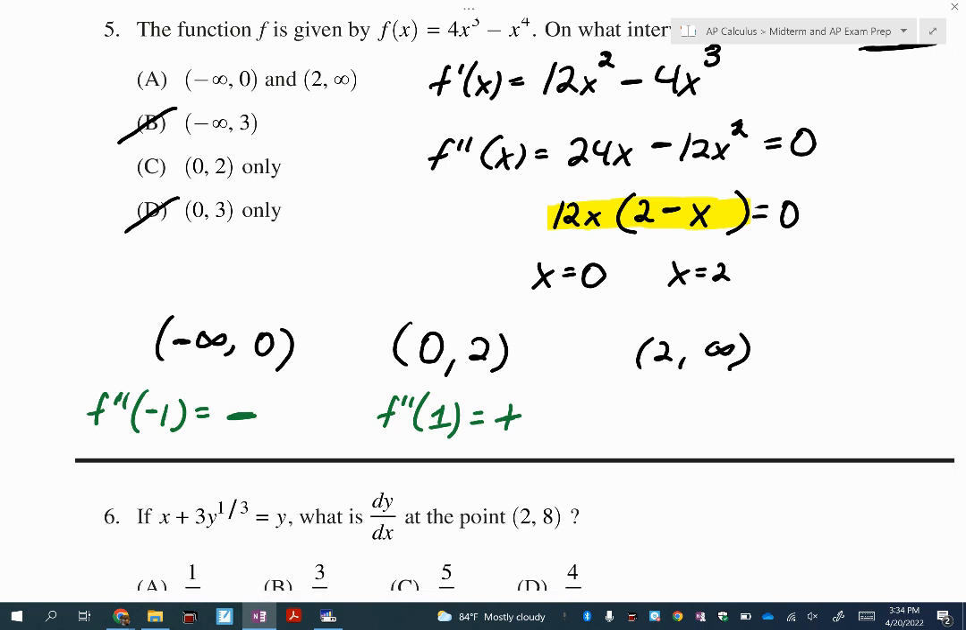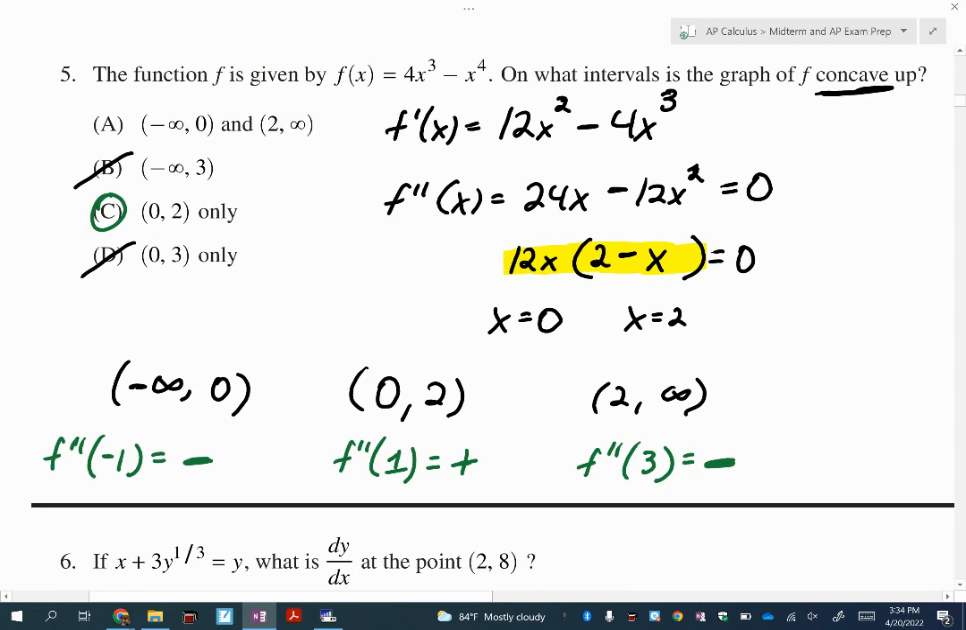All right, let's do the last one just so you understand the whole process. I'm going to choose 3. 12 times 3, positive 36. 2 minus 3, that's a negative. So a positive times a negative is a negative. So the answer is C.